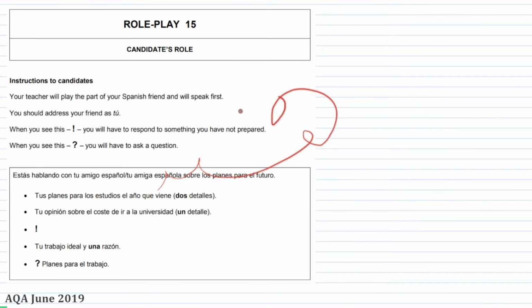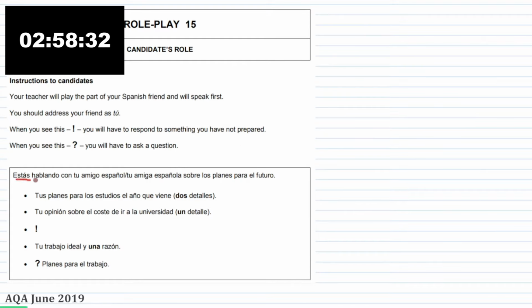Here's my roleplay. I would always spend a maximum of 3 minutes planning the roleplay, so my 3 minutes starts now. Estás hablando con tu amigo español o tu amiga española sobre los planes para el futuro. First bullet point. Tus planes para los estudios el año que viene. So, to translate this, your plans for your studies next year, basically. You have to say 2 details. So this is how I would respond to that.